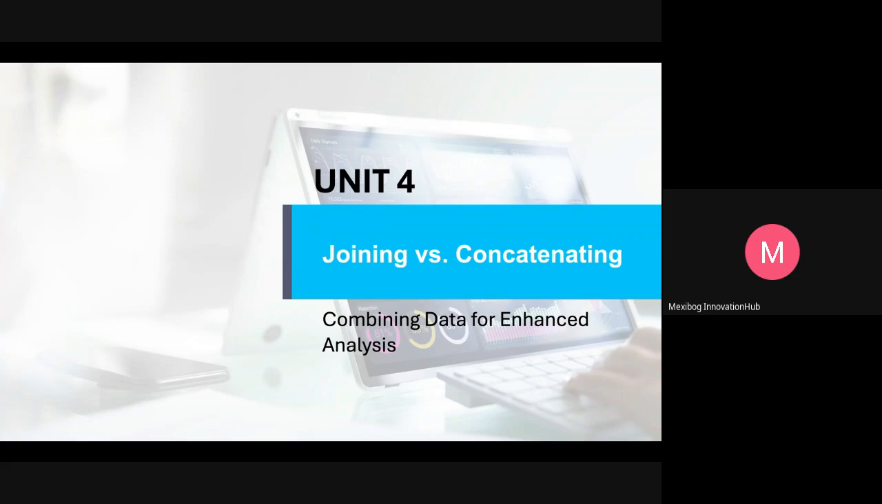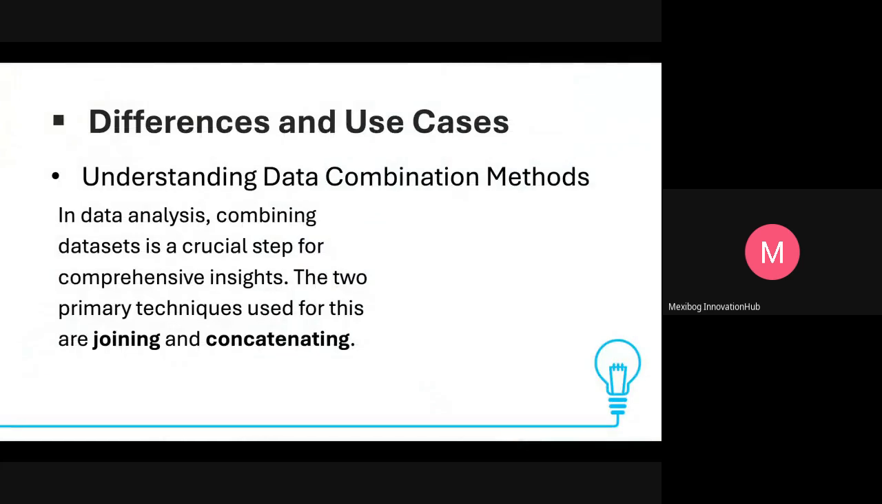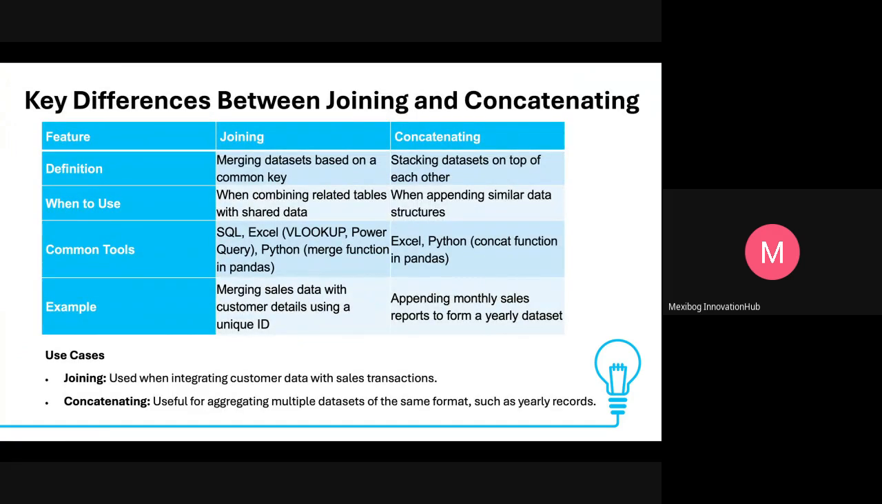Unit 4, joining versus concatenating. This is combining data for enhanced analysis. So, differences and use cases. Understanding data combination methods. In data analysis, combining data sets is a crucial step for comprehensive insights. The 2 primary techniques used for this are joining and concatenating. So you need to know the key differences between joining and concatenating.